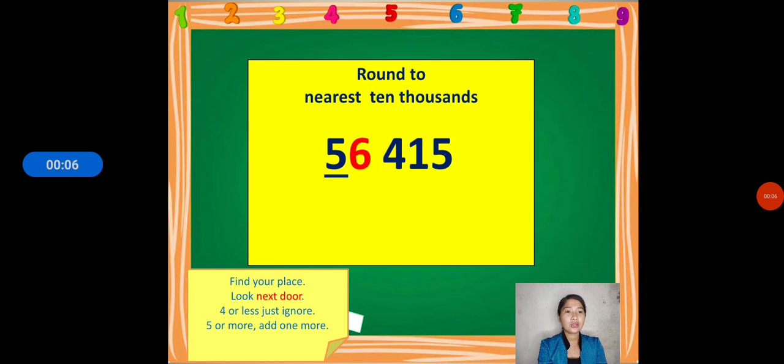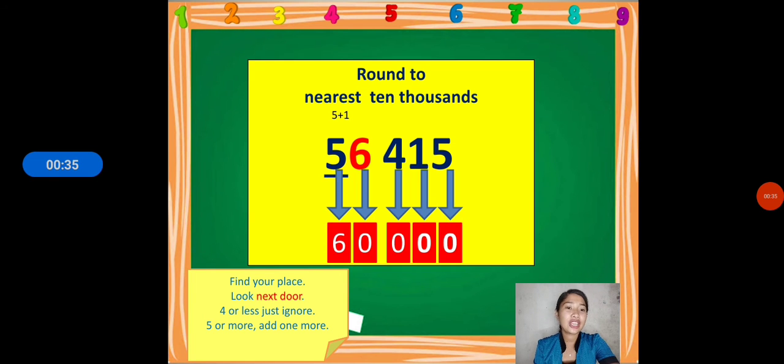Another example, round to the nearest 10,000. 5 is in the 10,000s digit. Next to 5 is 6. 6 is more than 5, so we will add 1. 5 plus 1 equals 6 and change those numbers to zeros.